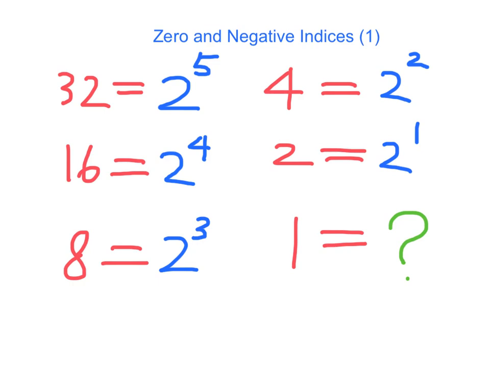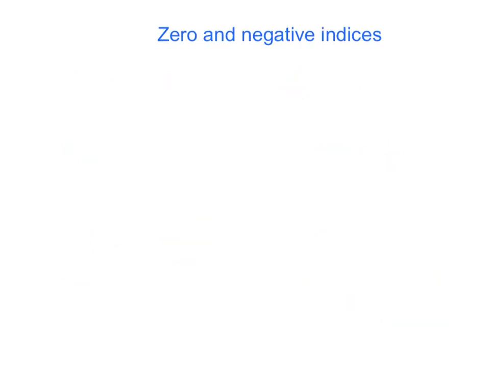Can you make a guess by observing the blue answers on the right hand side? I give you 3 seconds. 3, 2, 1. Yes, exactly. 1 will be equal to 2 to the power 0. Everybody will know by just a simple observation. First, we study the zero index by seeing the following example.